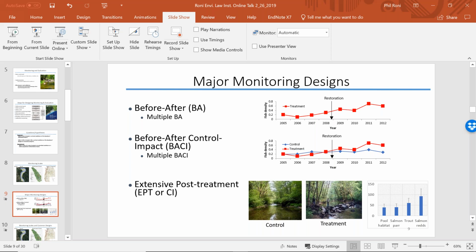So the other approach that's been taken, where we have a lot of projects that have been implemented, is an extensive post-treatment design, sometimes called a control impact design, where we're monitoring paired treatments and controls. And the objective there is you're just monitoring these post-treatment and just comparing. You're not trying to find out about individual project effectiveness, but just as a group, on average, are the conditions and the fish numbers higher in the treatments than the controls? And so it really gives you the average response.